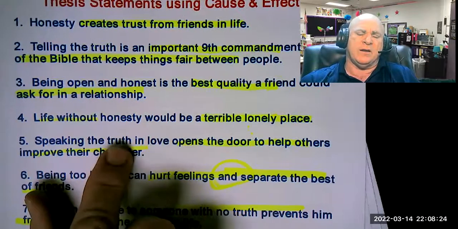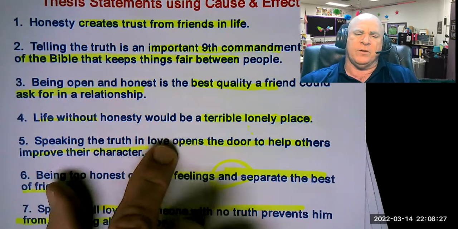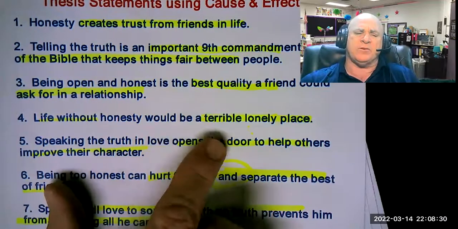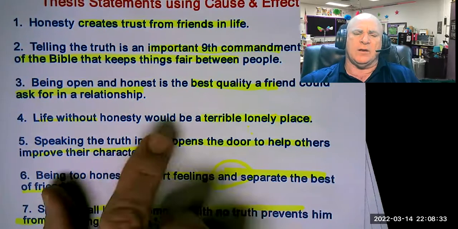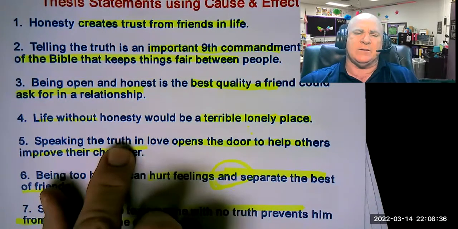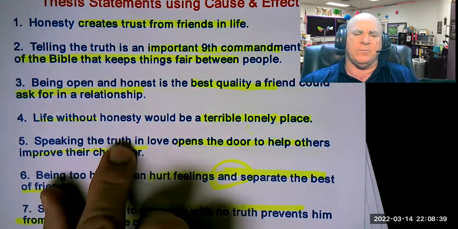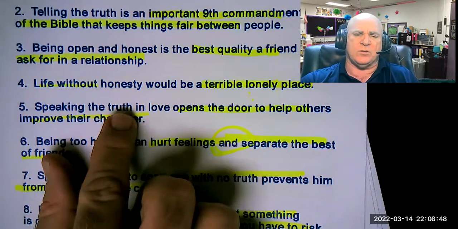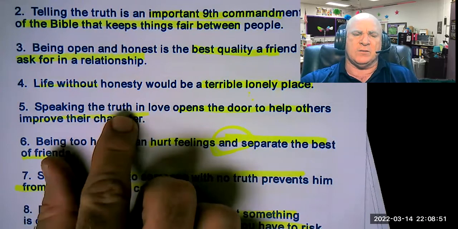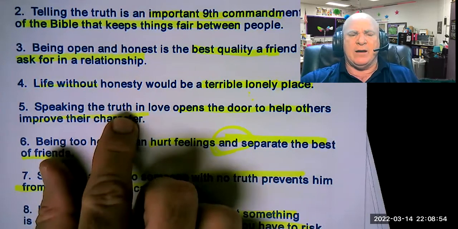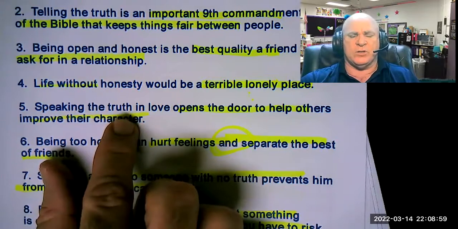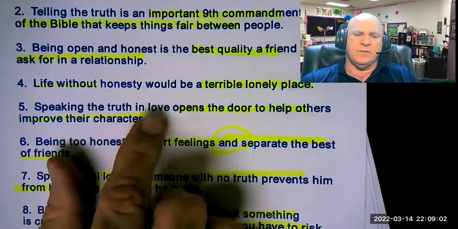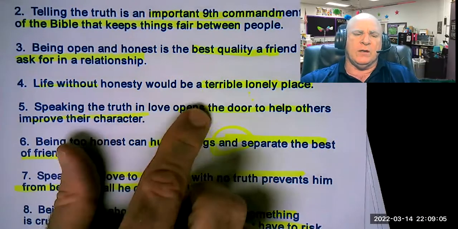Speaking the truth in love, important in the way you do it, opens the door to help others improve their character. Okay. Am I talking about honesty? Yes. I don't need to restate the topic, the prompt, in order to respond to it. That's why I feel that you don't have to restate the exact words of the question. You can rephrase and reflect and think about higher level ways of responding to any topic, any question, any prompt.